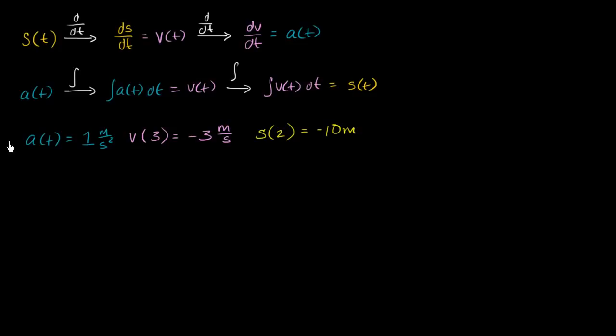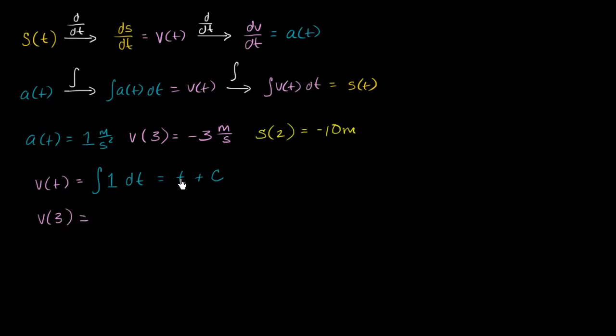So let's just work through this. We know that velocity as a function of time is going to be the antiderivative of our acceleration as a function of time. Our acceleration is just 1. So the antiderivative of this right over here is going to be t, and then we can't forget our constant, plus c. And now we can solve for c because we know v of 3 is negative 3.